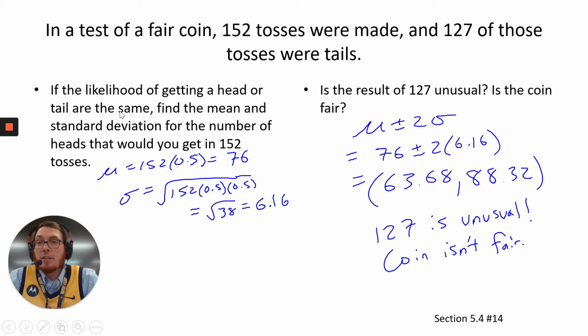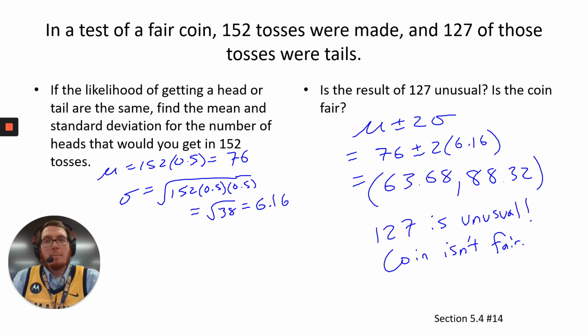So assuming the likelihood is the same, find the mean and standard deviation. So that'd be 152, N times P, which is 0.5, and that's 76. Standard deviation would be N times P times Q, and then square root it. That would be the square root of 38, which I get about 6.16. Is getting 127 unusual? Well, if I take the mean plus or minus 2 standard deviations, I get a range of 63 up to 88. 127 is unusual, so it's outside the range.